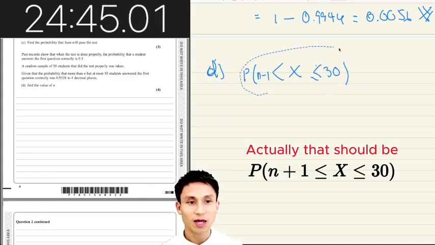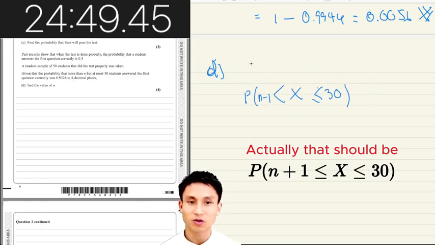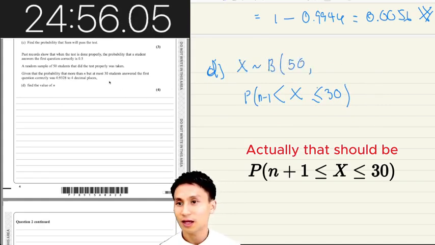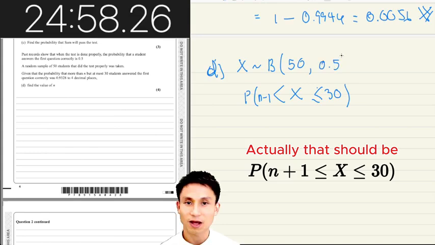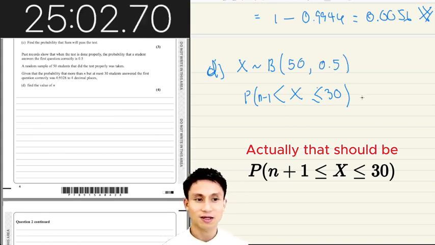But before we do that, we have to think about the distribution. And this is, again, binomial, not Poisson. So x is binomial, with n being 50 and the probability being 0.5. So that's just it, I think.